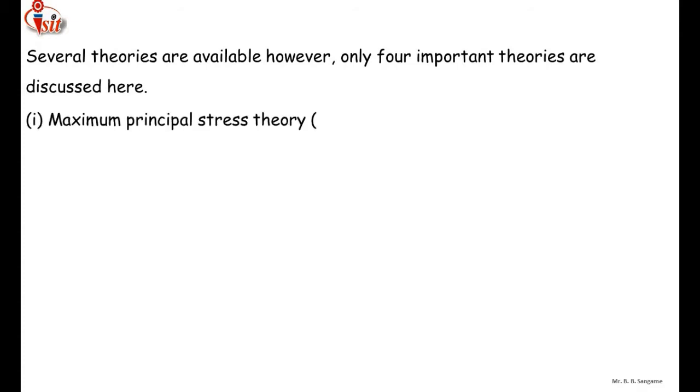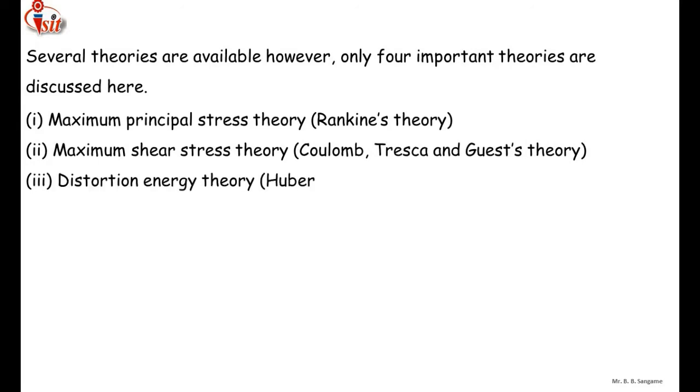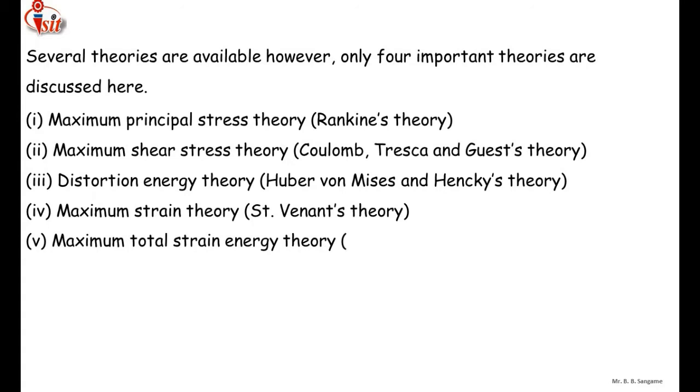First is the maximum principal stress theory, that is Rankine's theory. Second is the maximum shear stress theory, that is Coulomb, Tresca and Guest theory. Third is the distortion energy theory, which is also called the Huber, von Mises and Hencky theory. Fourth is the maximum strain theory, which is called Saint-Venant's theory. Fifth is the maximum total strain energy theory, which is also called Haigh's theory.